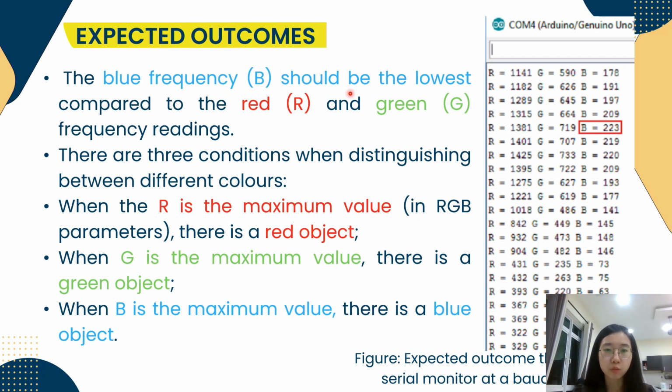The blue frequency should be the lowest compared to the red and green frequency readings, as we can see in the result here. So blue is the lowest. There are 3 conditions when distinguishing between different colors. When R is the maximum value in RGB parameters, there is a red object. When G is the maximum value, there is a green object. When B is the maximum value, there is a blue object.